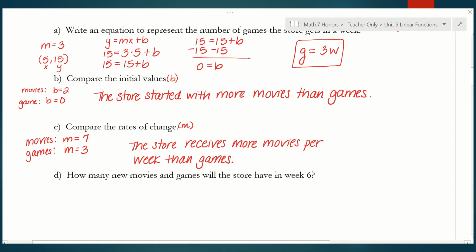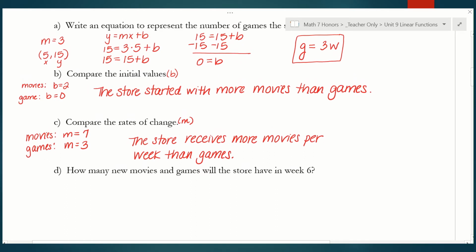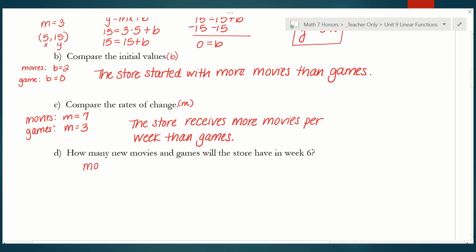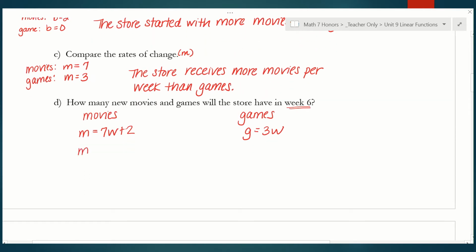Okay, the last part here, how many new movies and games will the store have in week 6? Alright, so in order to figure this out, we're going to use our equations that were given. So remember, the equation that they gave me for movies was m equals 7w plus 2. And the equation that we figured out for games was games equals 3w. And so to figure out how many new movies and games the store is going to have in week 6, I'm going to use 6 as my value for w in each of the equations. So for movies, we're going to substitute 6 for w.